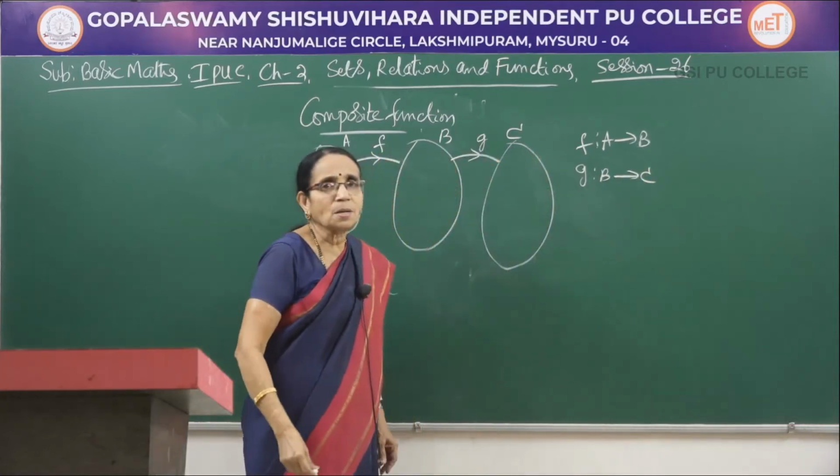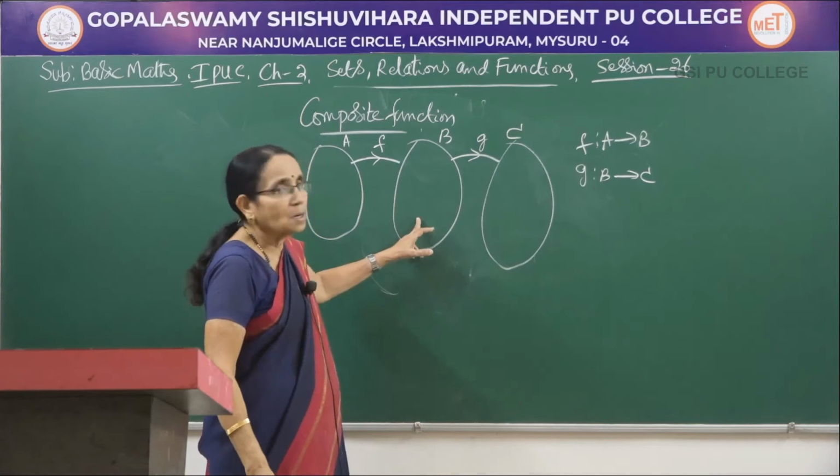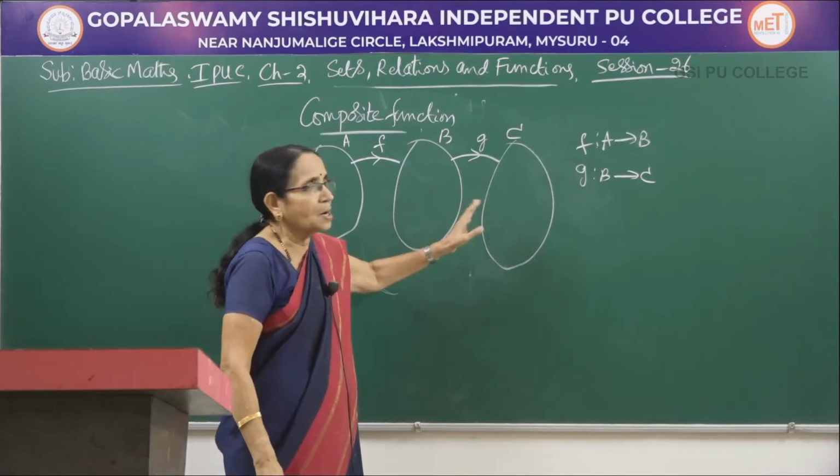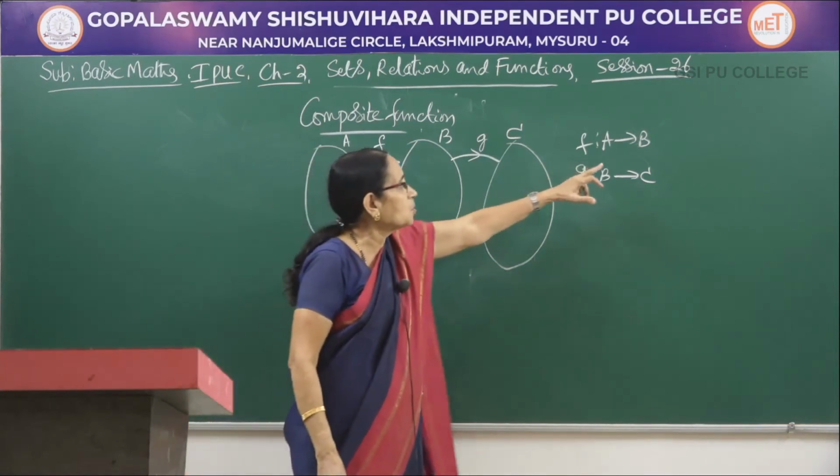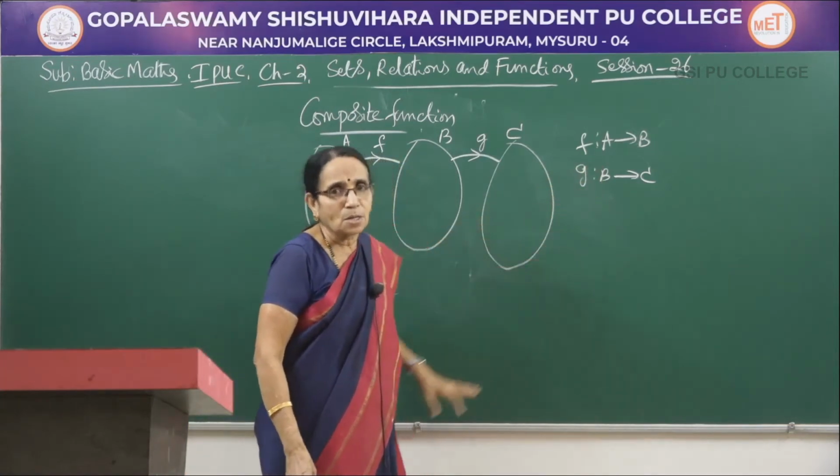The first function is connecting A and B. The second one is connecting B and C. So B is common for both the functions here. Here B is the codomain, here B has become the domain.